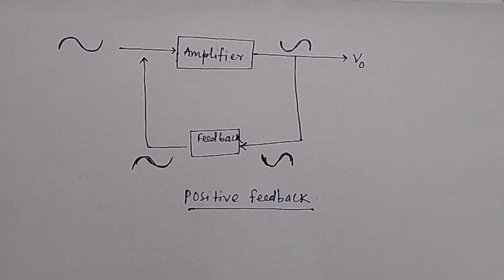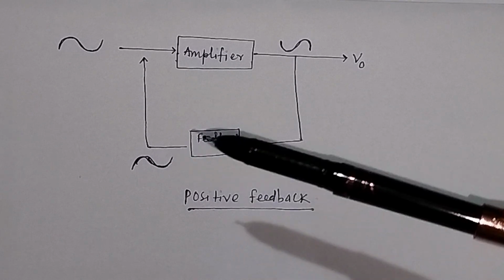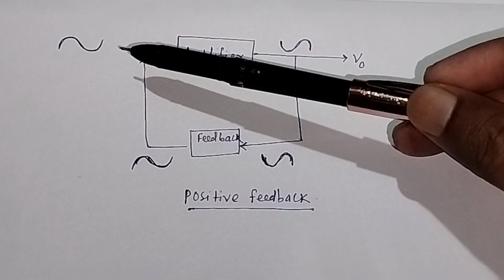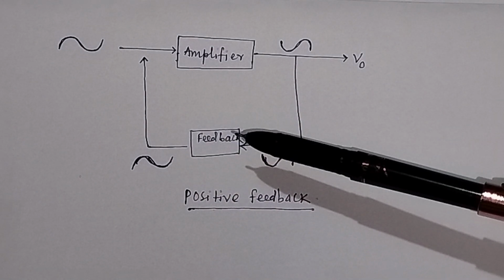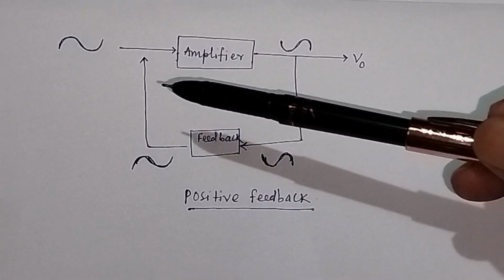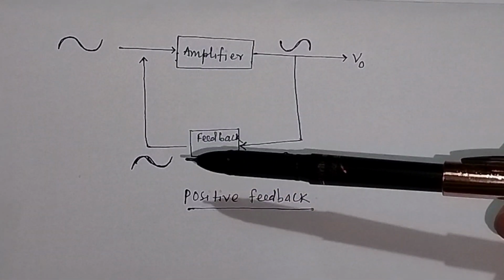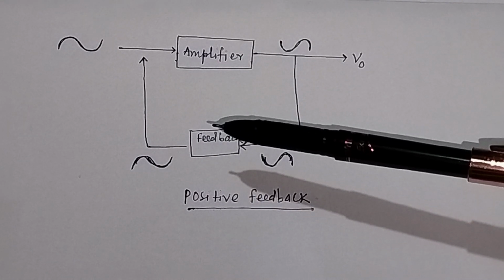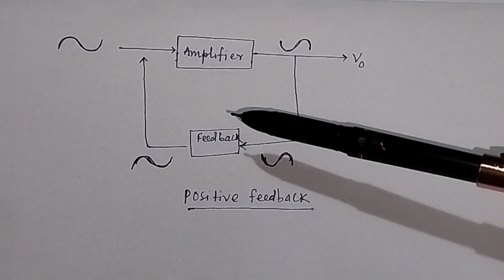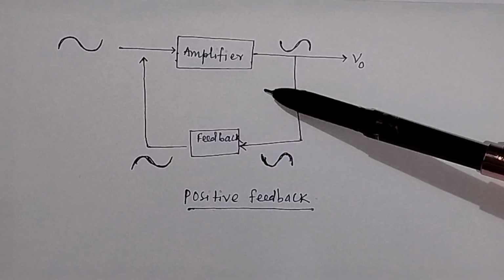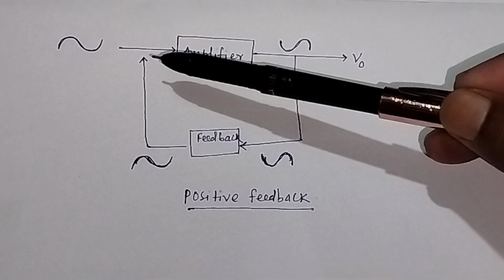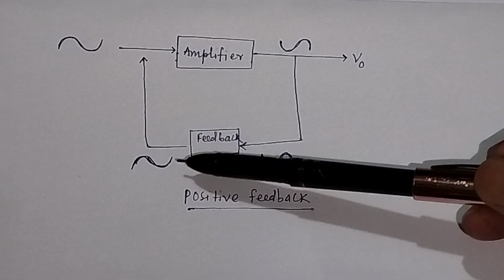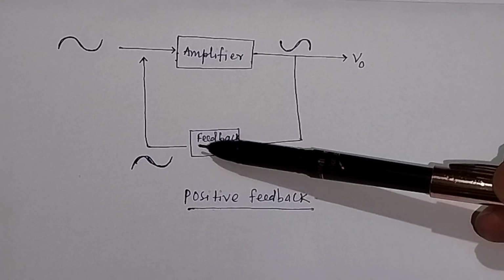And this is called the feedback energy is in phase with the input. And if you use a feedback circuit which is in phase with the input, this is called positive feedback. And what is the advantage of the positive feedback? The advantage is the gain of the amplifier increases. Here the gain of the amplifier increases because the feedback energy is in phase with the input. That is why the gain of the amplifier increases.